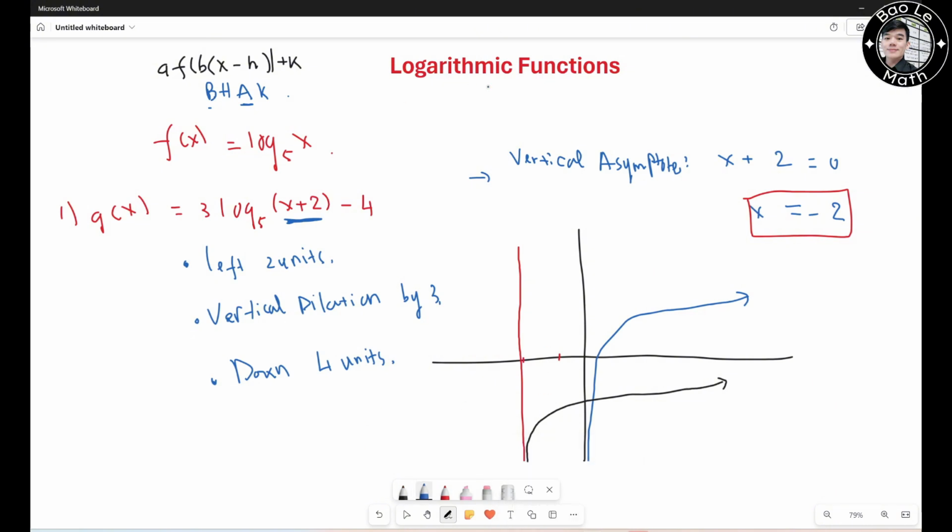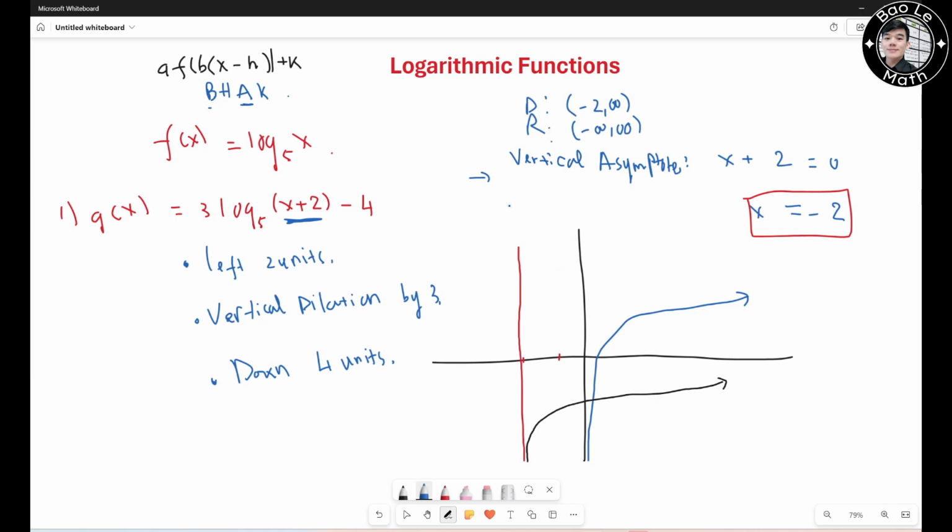Alright, so you need to find a new domain. So the domain is going to be from negative 2 to infinity, right? And the range is going to be all real numbers, right? So it's going to be negative infinity to positive infinity. Alright, the function is concave down.